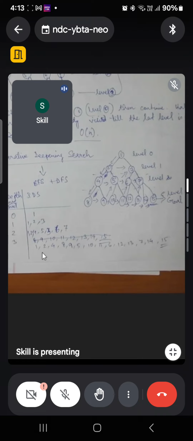So both BFS and DFS techniques are used in IDS. You can clearly see from this. So depth wise, the nodes are visited at all the depths, and level wise also the nodes are visited. So both techniques are used in IDS. We have seen in this example.